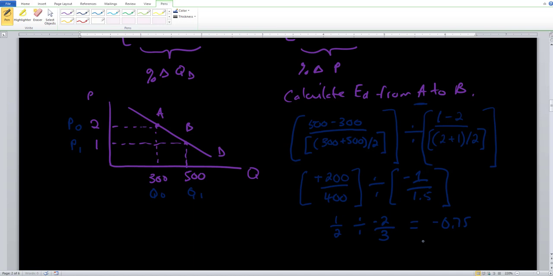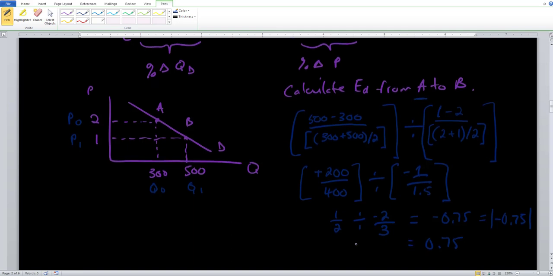However, because this is the price elasticity of demand, what is always our final step? Our final step is to always go ahead and take the absolute value. So here, absolute value, negative 0.75. This will return us a value of 0.75. So essentially the price elasticity of demand as we go from point A to point B is equal to 0.75. So a 1% increase in the price is going to cause a 0.75% decrease in quantity demanded and vice versa.